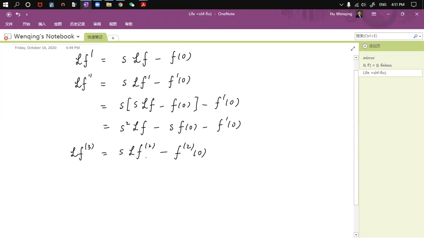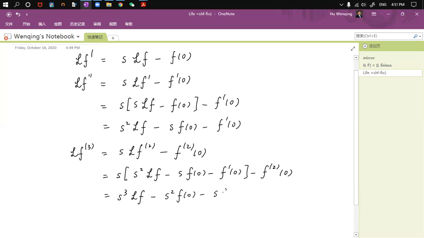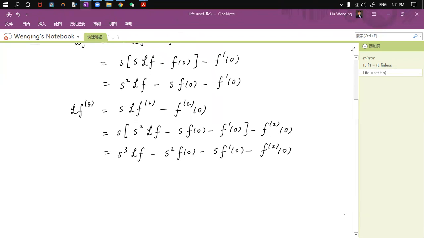So you just treat the second derivative as the f, then take one more derivative, which is the third derivative. Now you can use the second derivative formula here, so you're going to have s squared times the Laplace transform of f, minus s f of 0, minus f prime of 0, minus the second derivative of 0. You end up with s cubed times the Laplace transform of f, minus s squared f of 0, minus s f prime of 0, minus the second derivative of f at 0. Is that good for everybody? So you get such a chain of identities.